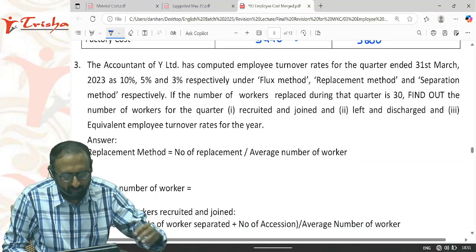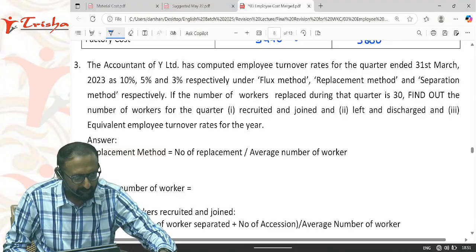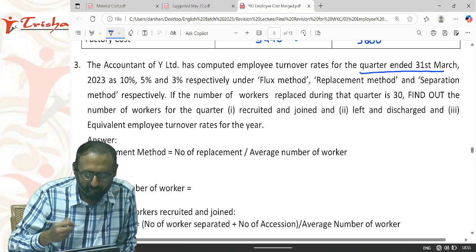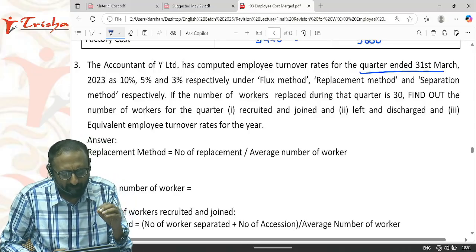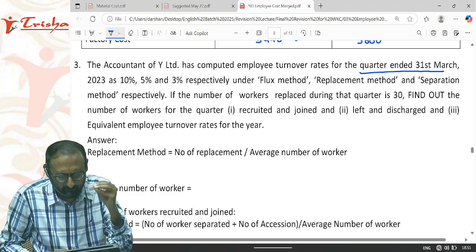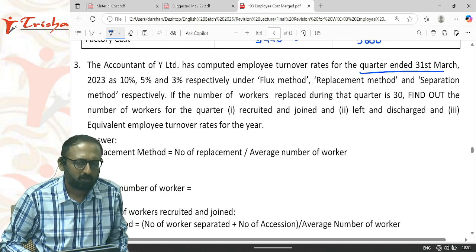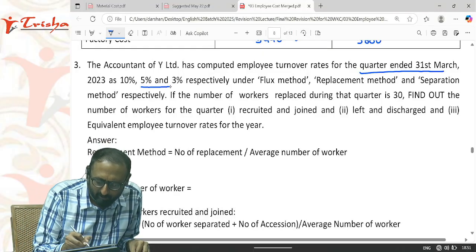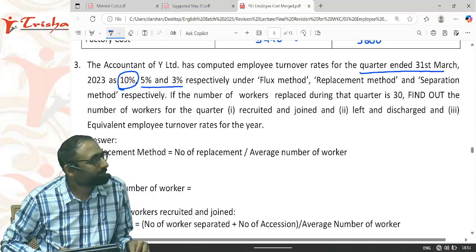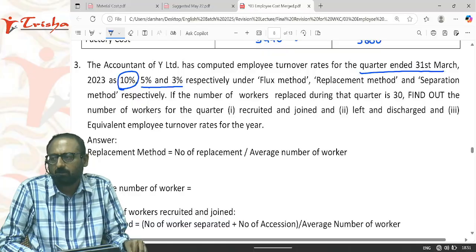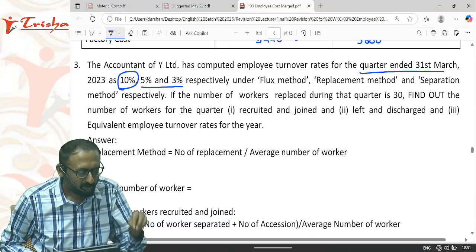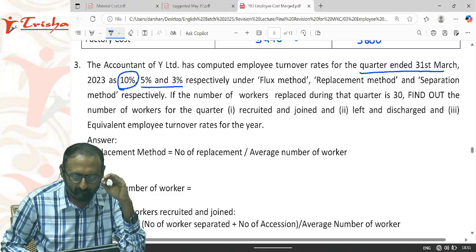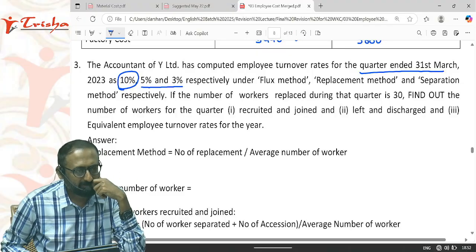The accountant of Y Limited has computed employee turnover rate for the quarter ended 31st March, as 10%, 5%, 3% respectively under flux method, replacement method, separation method. I will underline, quarter ended 31st March. I am expecting a very quick answer from all of you, also from online students. Please check this and tell me. I have underlined something, I have circled something. Will new recruitment for expansion be there or not? Yes, new recruitment for expansion will be there. Why? 5 plus 3 comes to 8.